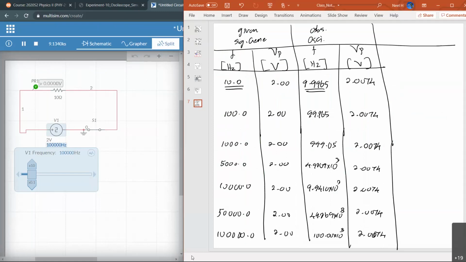Okay, and then you have to have a diagram here. Okay, copy paste a picture from that diagram. Okay, circuit diagram.